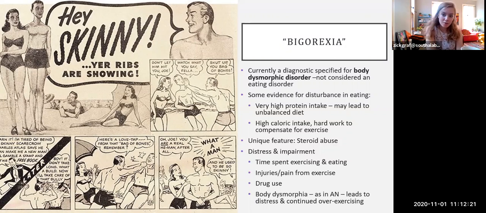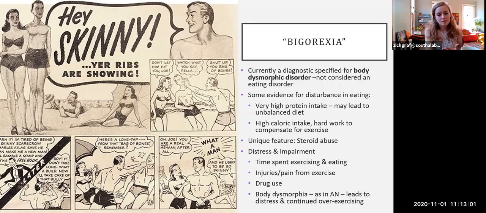So they might, similar to someone with anorexia, really avoid eating things like fat and sugar and really only focus on eating protein and maybe vegetables. But because people who are trying to build muscle engage in a really, really high level of frequent exercise, even with the amount of food that they do eat, and they eat a lot, it can be difficult to compensate for the amount of calories that they're expending. So people with this presentation right now of body dysmorphic disorder can have some of the same physical consequences of an eating disorder. Something that's unique to bigorexia that we don't obviously see in anorexia nervosa is steroid abuse.